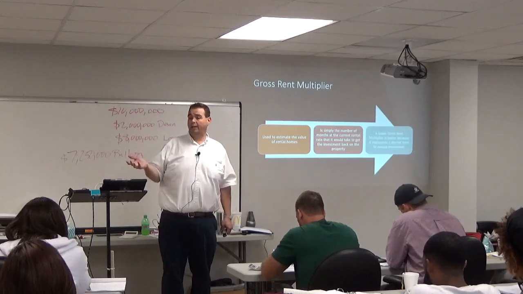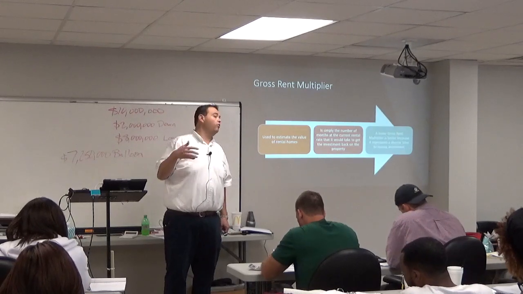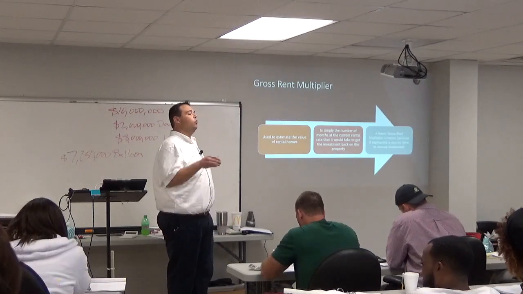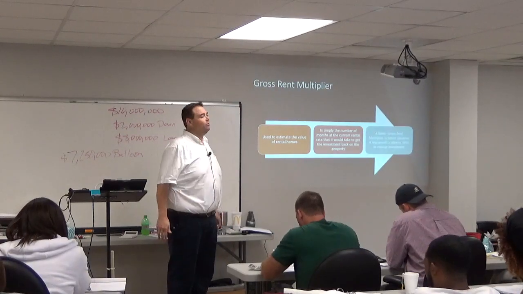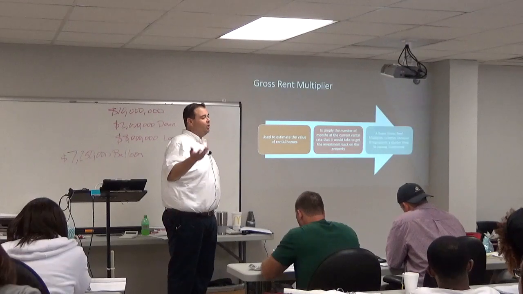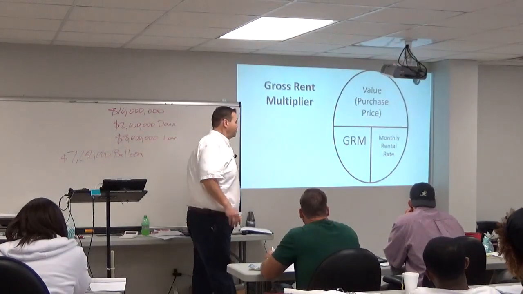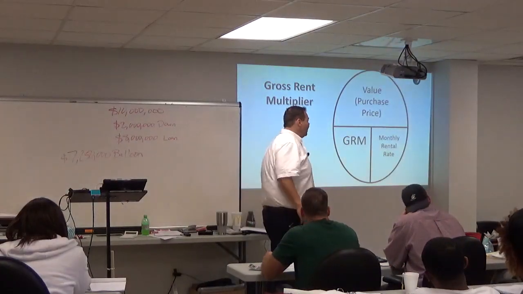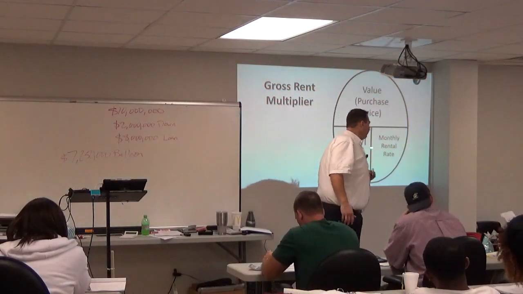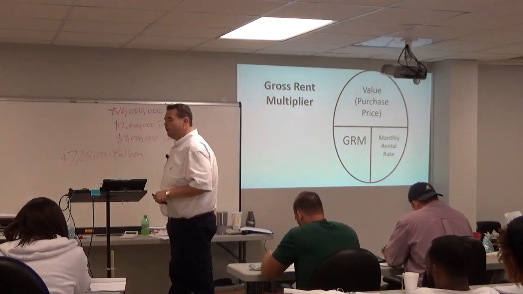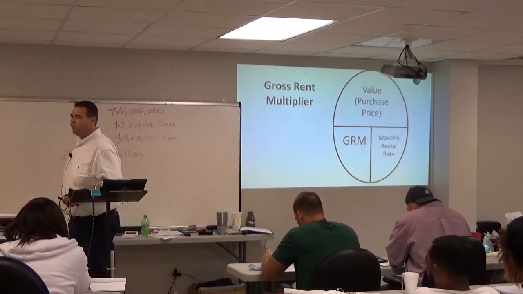There's no calculating involved, like you've got to do with an NOI, where you have to do all those calculations. Gross rent multiplier just uses monthly rent. That's it. The income piece that you use is the monthly rent. So this is what the formula looks like. It says that the gross rent multiplier times the monthly rent will give you the what? The value of the property, what you're willing to pay for it.